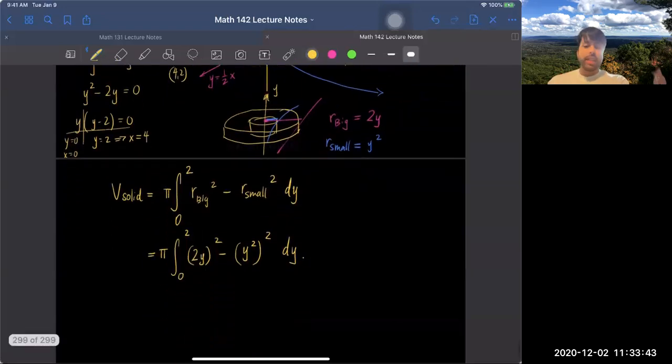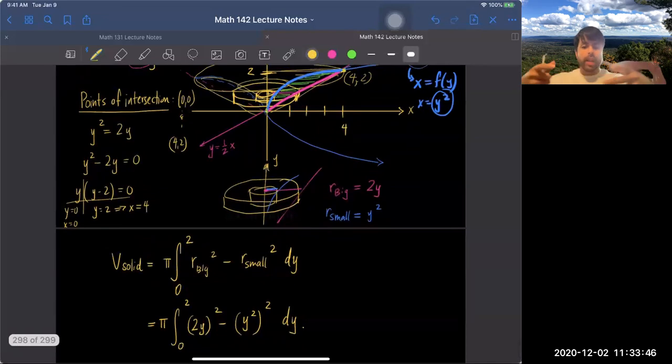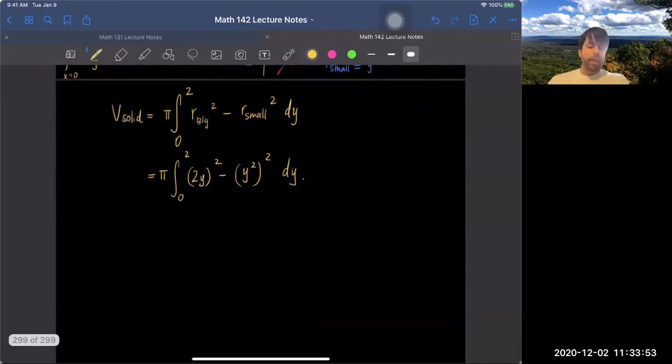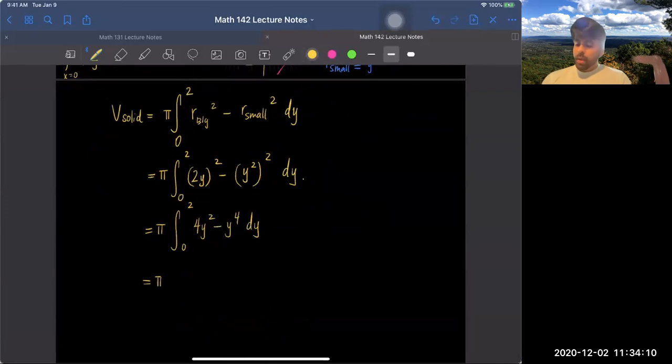Okay, so now if we understand the differences between the radii, the smaller one and the bigger one, then the following should follow easily, because now I have an integral that I just have to integrate. So this is pi integral from 0 to 2 of 4y squared minus y to the fourth dy. What's the antiderivative? This will be 4/3 y cubed minus y to the fifth power over 5, from 0 to 2.